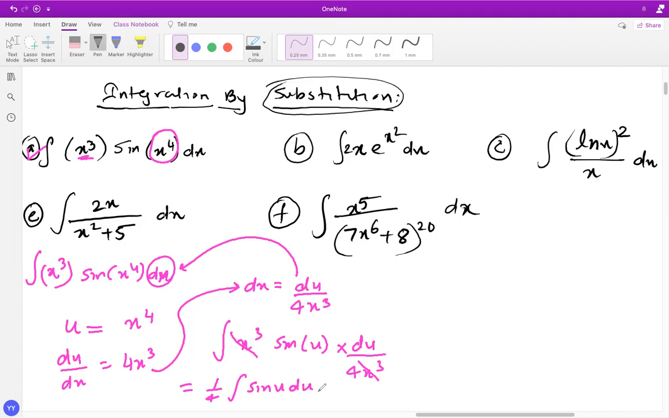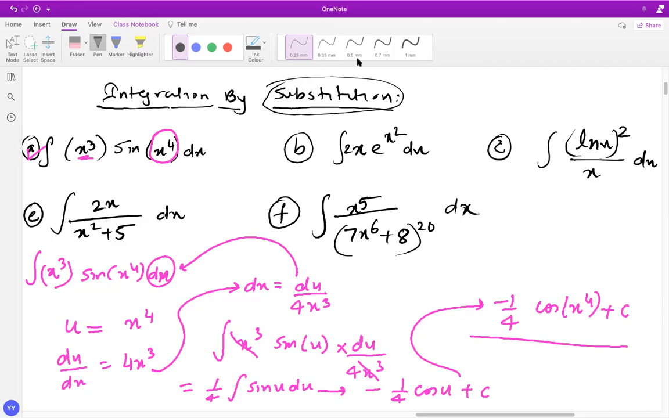Now 1/4 of sine u integration is negative 1/4 of cos u plus c. Then you put back the expression that you took in the beginning. So negative 1/4 of cos x to the power 4 plus c. So this is the way that you can integrate this given expression. Now let's take one more example.